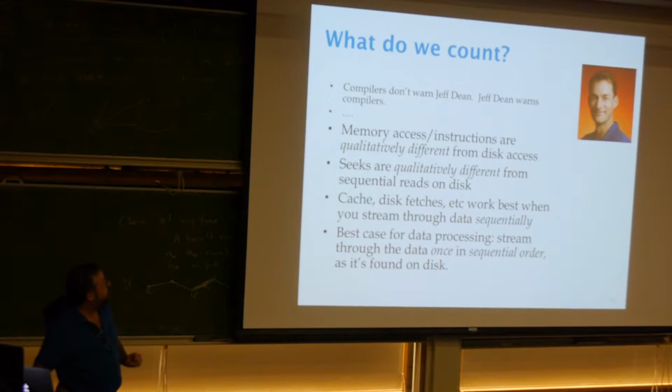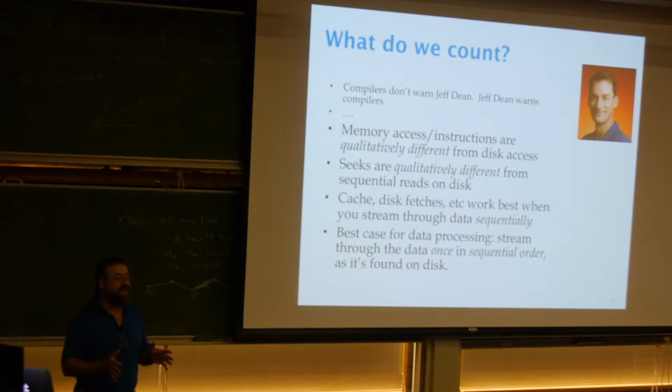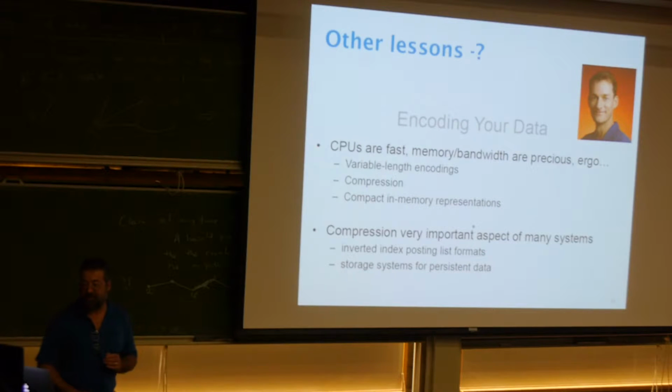So Jeff Dean basically says you really should think of memory instructions as qualitatively different from disk access, okay? And you should think of seeks, jumping around on disk, as qualitatively different from a sequential read on the disk. So everything is designed to stream through data sequentially. If you're dealing with large data, and the data is not already in memory, and you're hardly ever persistently storing it in memory. I guess you might persistently store it on an SSD, but usually that data is persistently stored on disk. If it's a large data set, it's going to be on disk. Really, the best case is to stream through it once sequentially. That's the fastest thing you can hope to do.